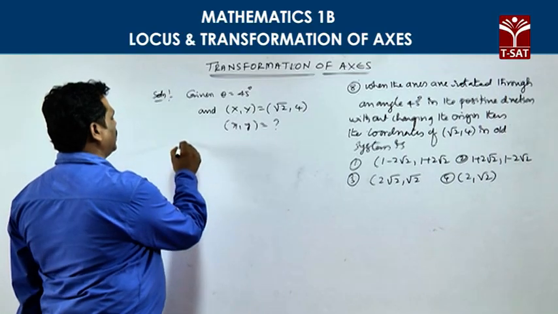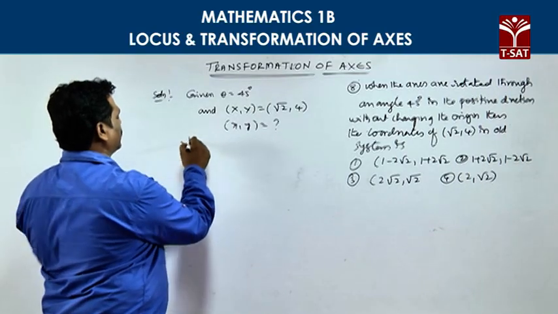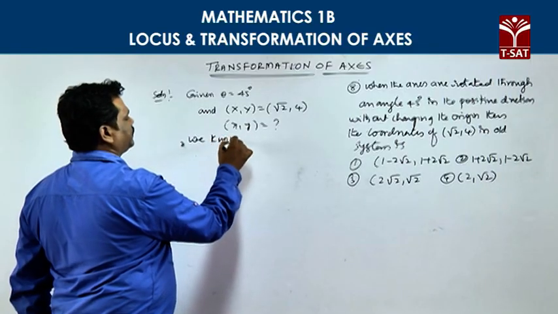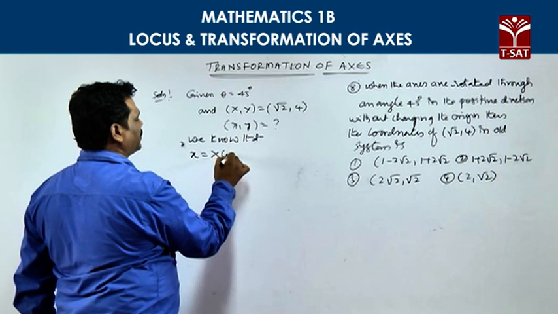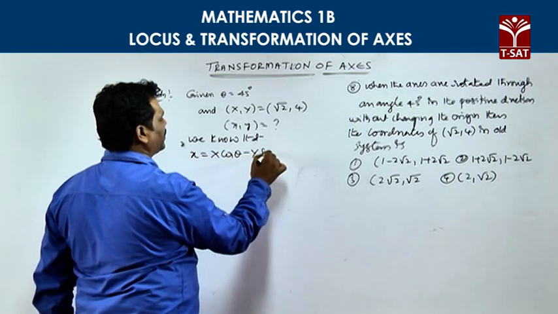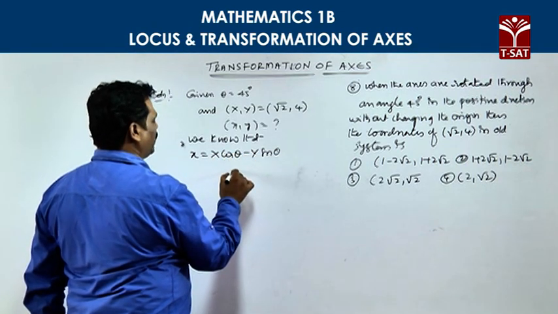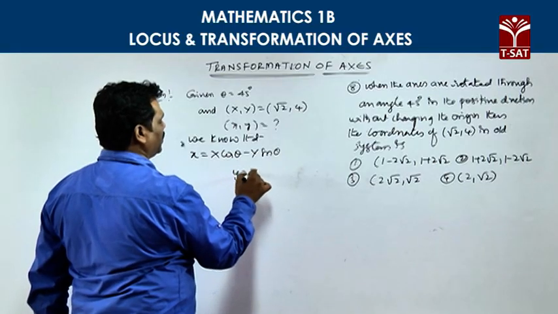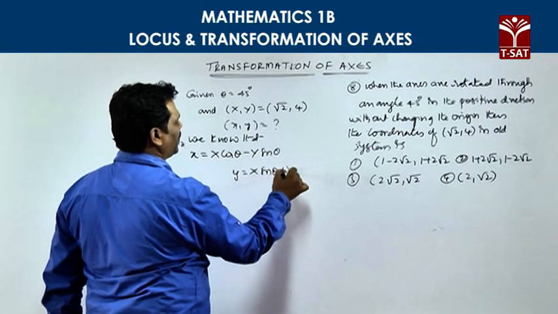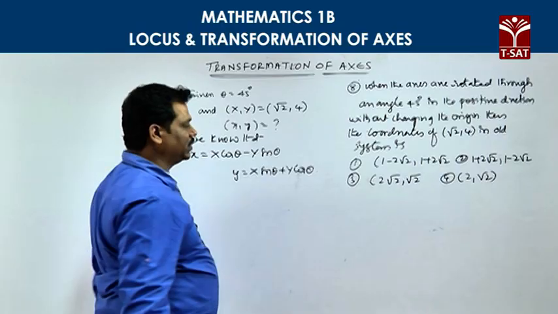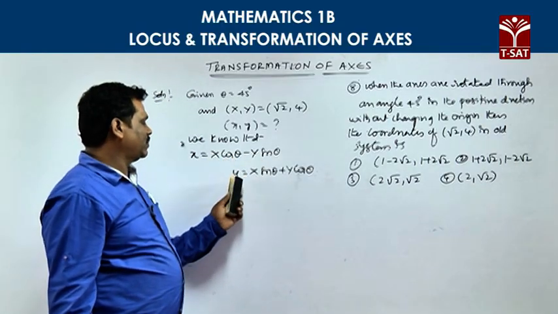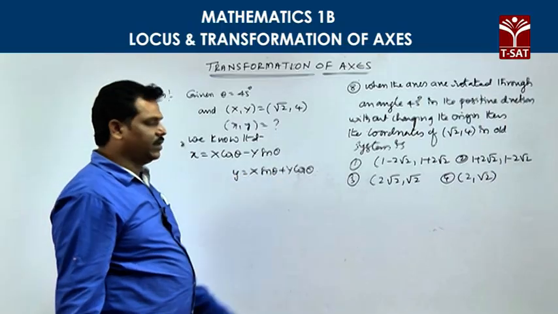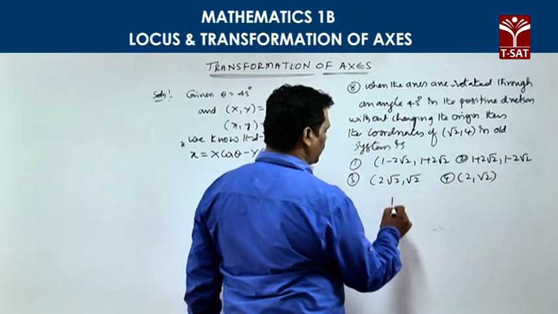So we know that small x is equal to X cos theta minus Y sin theta. Small y is equal to X sin theta plus Y cos theta. So what is the formula here? Small x is equal to X cos theta minus Y sin theta. Small y is equal to X sin theta plus Y cos theta. You remember the box.